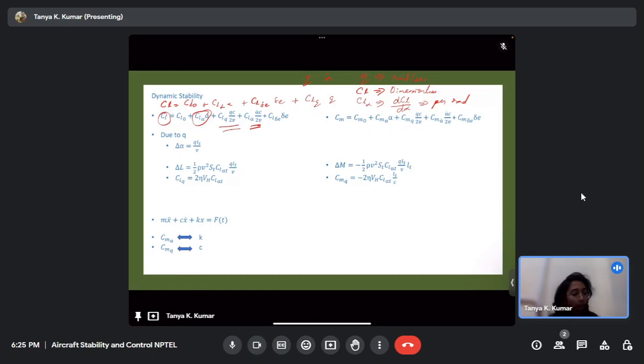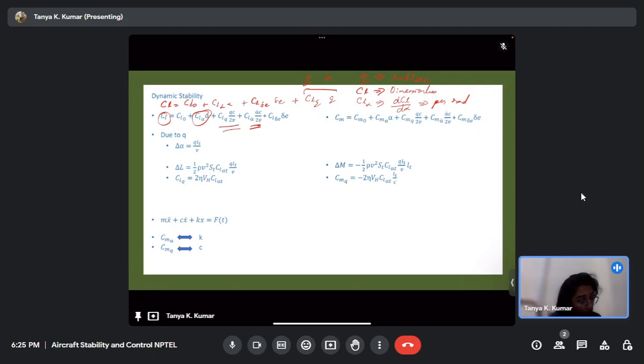Okay, so if it was just CLQ into Q, that term would not be dimensionless. You will have a per second there, right? So we have defined this QC by 2V. The denominator 2, I think someone asked this in the forum, is just notation, just nomenclature. You can do away with that 2, but make sure that you maintain the same notation throughout.